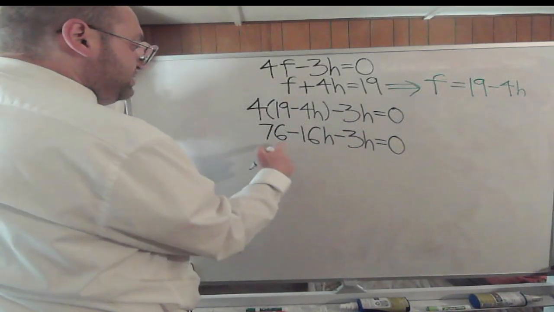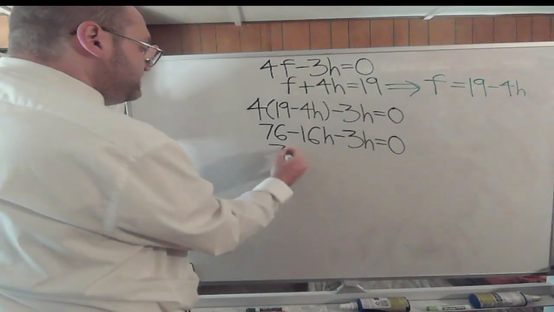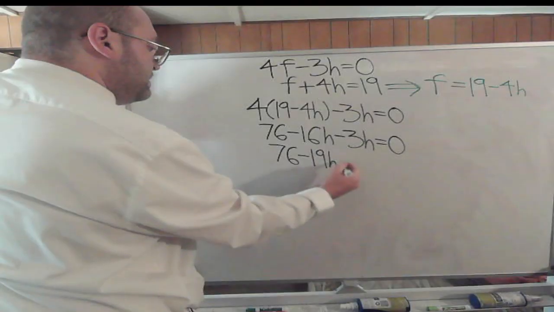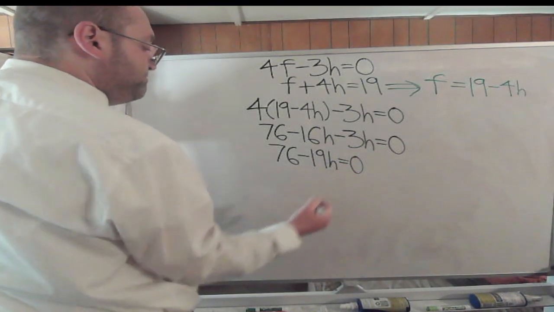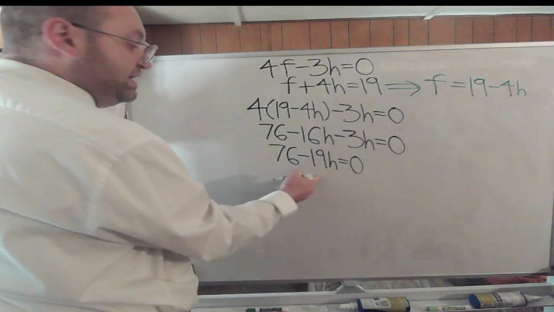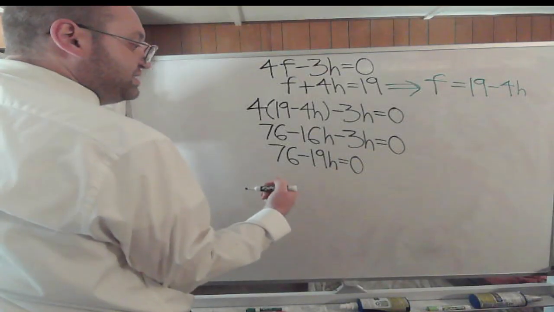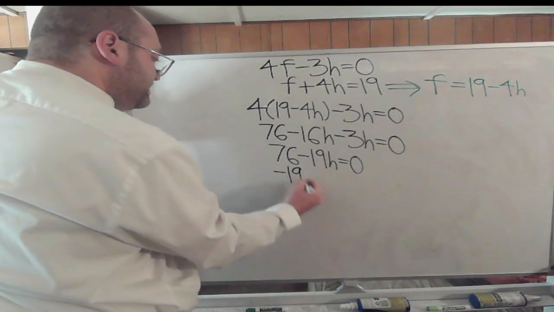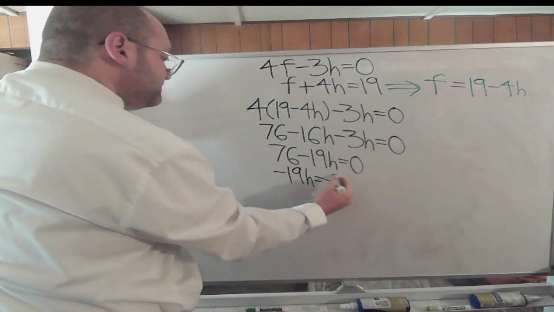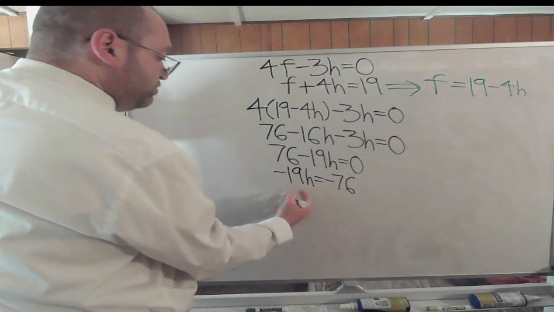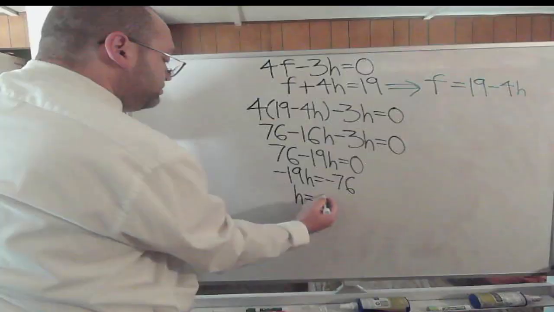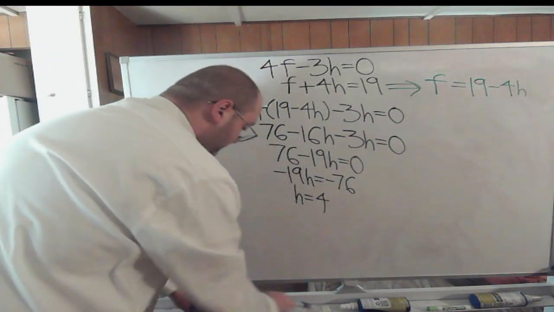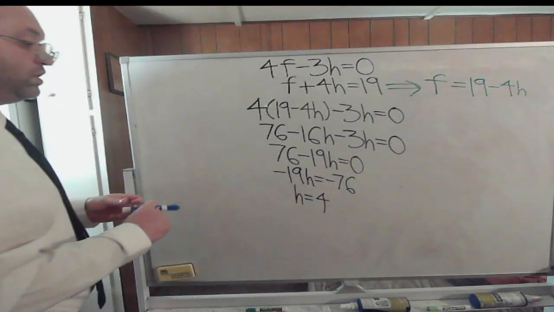So then we'll have, let's see, this would turn into 76 minus 19h would equal 0. Now we want to get that negative 19h by itself, so let's subtract 76 from both sides. You do that, you'll get negative 19h by itself. That'll equal negative 76, which means h in the end would end up equaling positive 4. So the h coordinate of the point of intersection is at 4.